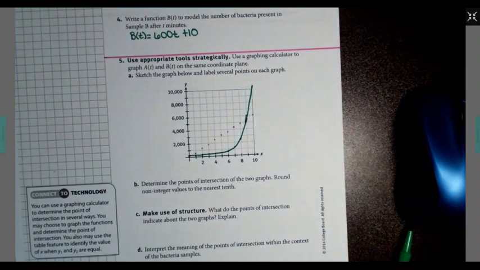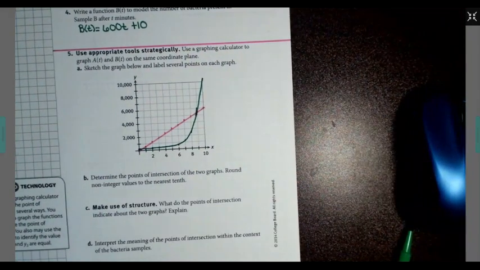This should be a straight line because it was linear. So I'm going to go ahead and plot these with a straight line to the best of my ability here. Something similar to this.